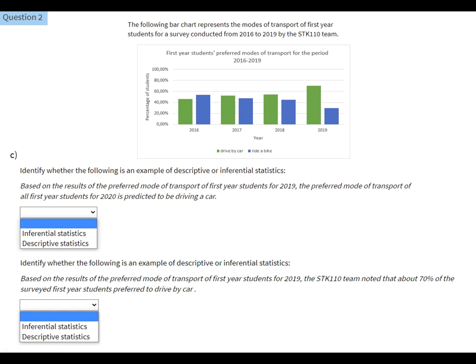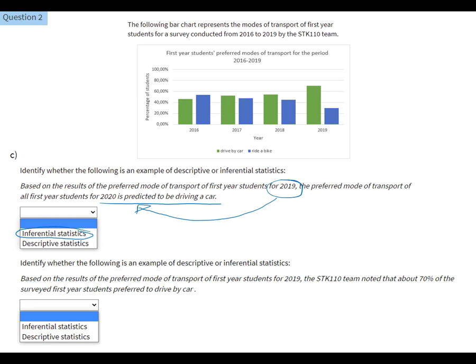Next, we asked you to identify whether different statements are descriptive or inferential. There were quite a few statements available to you. One option here would have been if we gave you this statement: based on the results of the preferred mode of transport for first-year students for 2019, the preferred mode of transport of all first-year students for 2020 is predicted to be driving a car. So we are using the data from 2019 to say something about the 2020 students who we haven't observed, and that makes this an inferential statement.